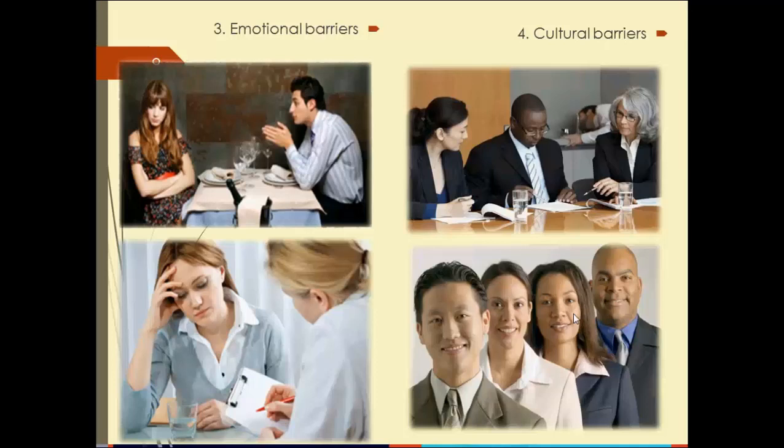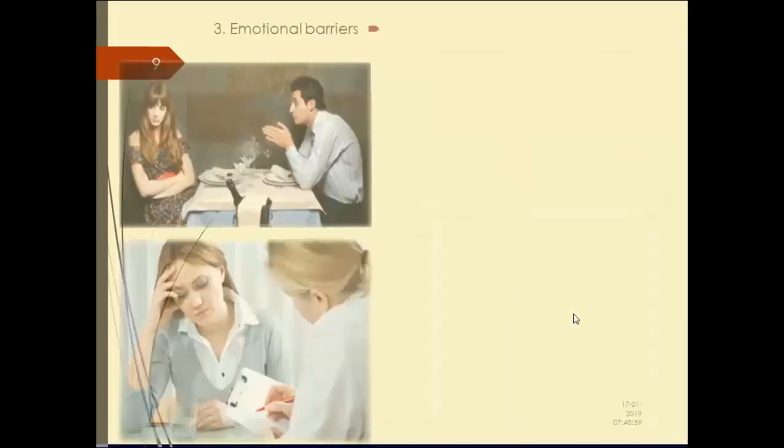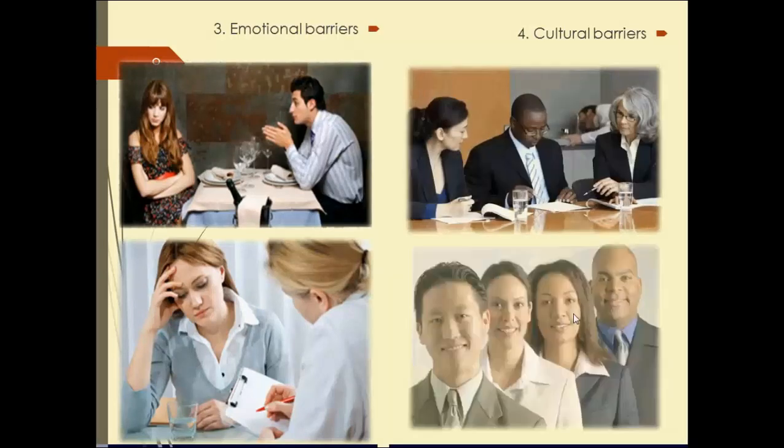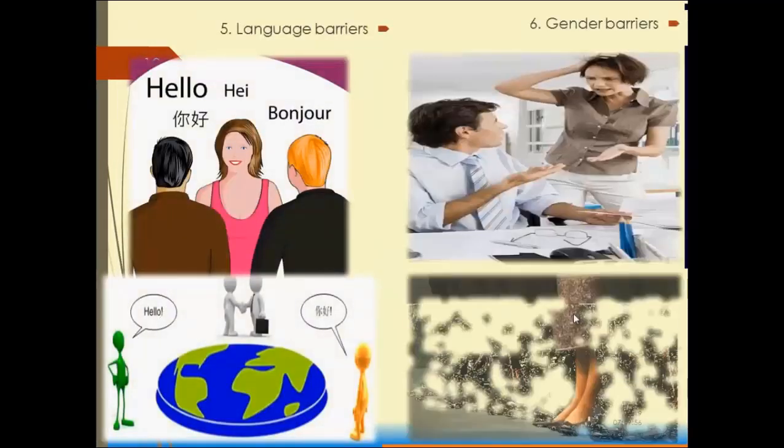So we have so far physical barriers, perceptual barriers, emotional barriers, cultural barriers, and now we have language barriers. If I don't speak English, and you don't speak English, and neither of us speaks Arabic or the same language, we can't communicate, correct? Somebody speaks Chinese and the other guy speaks Japanese, or Chinese and the other guy speaks Arabic, they will not be able to communicate. So that's called language barriers.